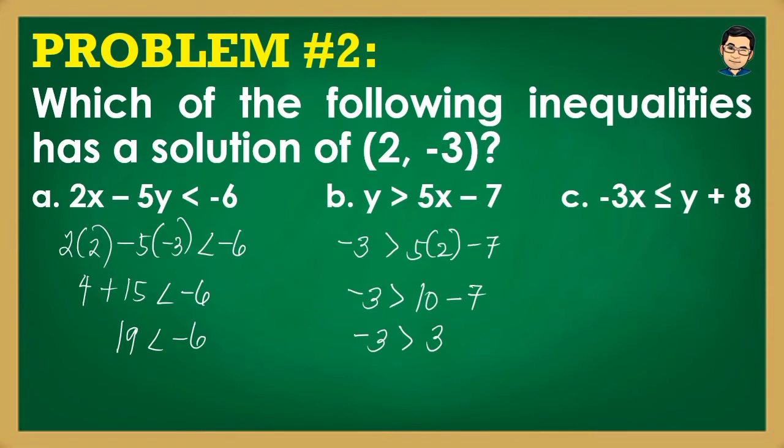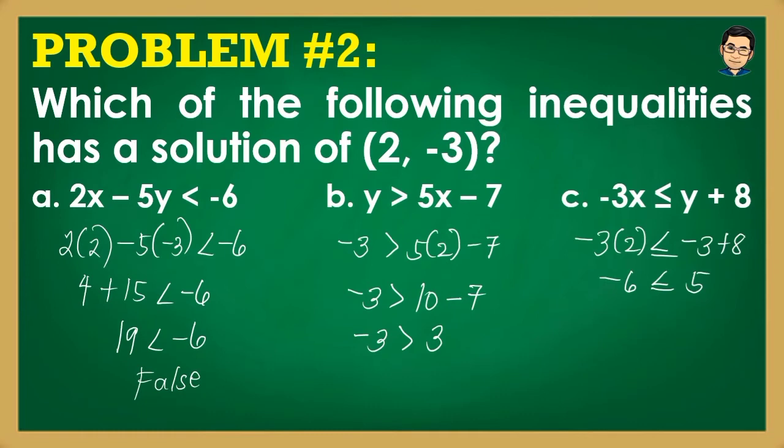Next, yung letter C, negative 3x is less than or equal to y plus 8. So, that is negative 3 times 2 is less than or equal to y, that is negative 3 plus 8. So, negative 3 times 2, that is negative 6, is less than or equal to negative 3 plus 8, that is 5. So, we follow the sign of the bigger value and then subtract. So, let's have letter A. So, 19 is less than negative 6. This is a false statement. It's because 19 is greater than negative 6, not less than negative 6.